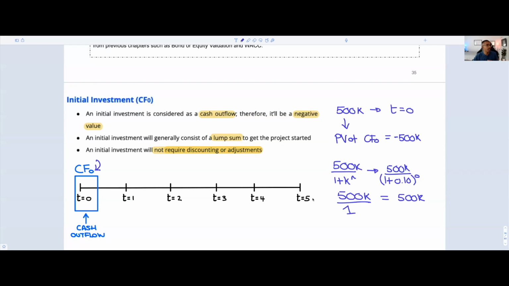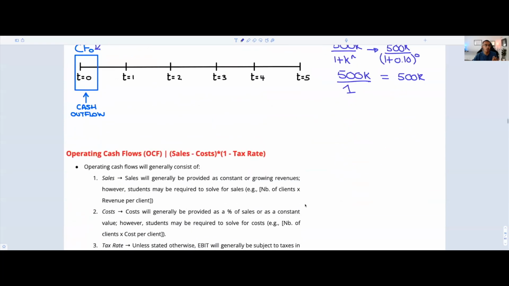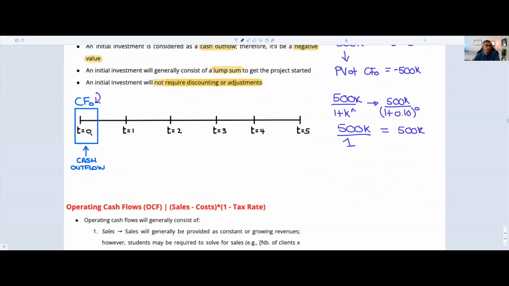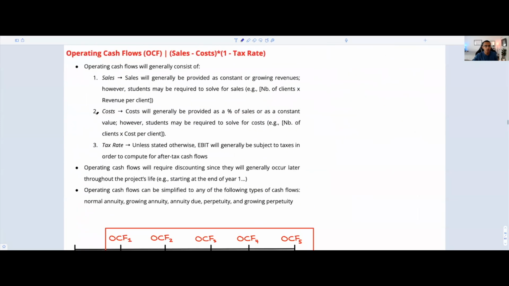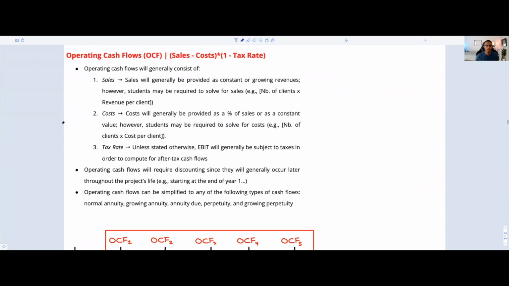Now we're going to move on to something very interesting, the operating cash flows. And of course, the timeline, well, this is only going to occur at one point on our timeline here, at t equals 0. I hope that's clear. So let's move on. Let's go look at our operating cash flows, okay?